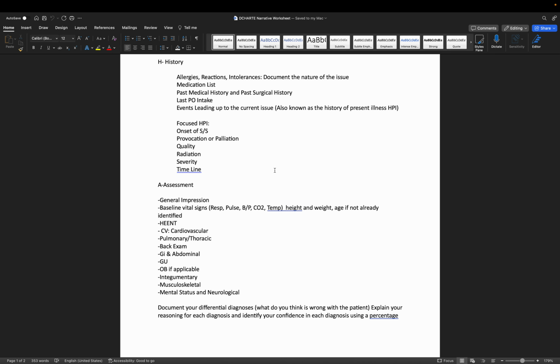So the general way that you want to address your history and physical exam section is just like I have it in this document here. Starting with your history, you have your AMPLE history, because the signs and symptoms have been documented in other areas, right? Your allergies, reactions, intolerances, a medication list to include doses and frequencies, and of course routes if at all possible, past medical and surgical history, last oral intake, and any events leading up to the current illness. This is, of course, also known as the HPI, or the history of present illness.